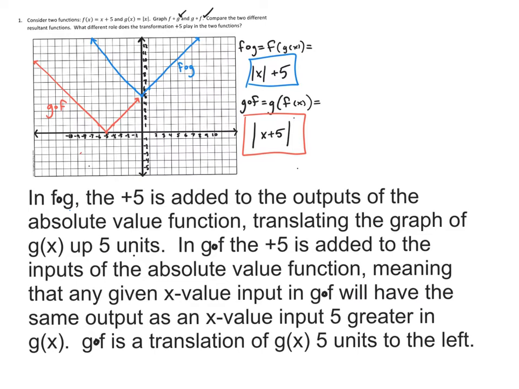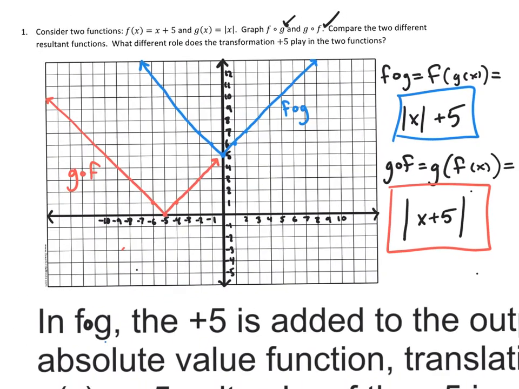In g composed with f, the plus 5 is added to the inputs of the absolute value function, meaning that any given x value input in g composed with f will have the same output as an x value input 5 greater in g of x. Thus, g composed with f is a translation of g of x 5 units to the left. To illustrate that, let's zoom back in. Though we weren't asked to graph g of x, I can do it here in purple. This would be g of x, the original absolute value function.